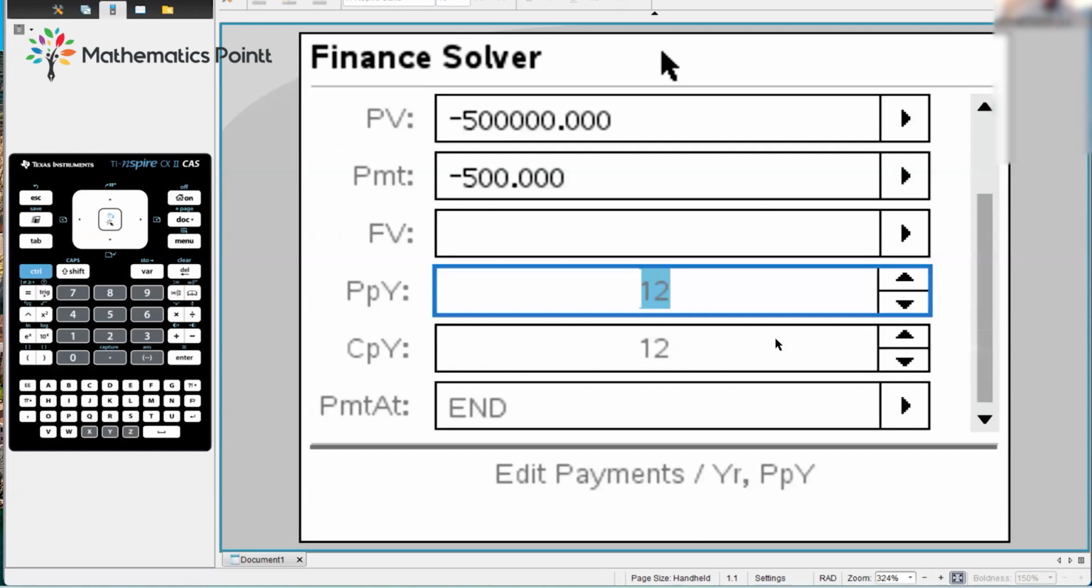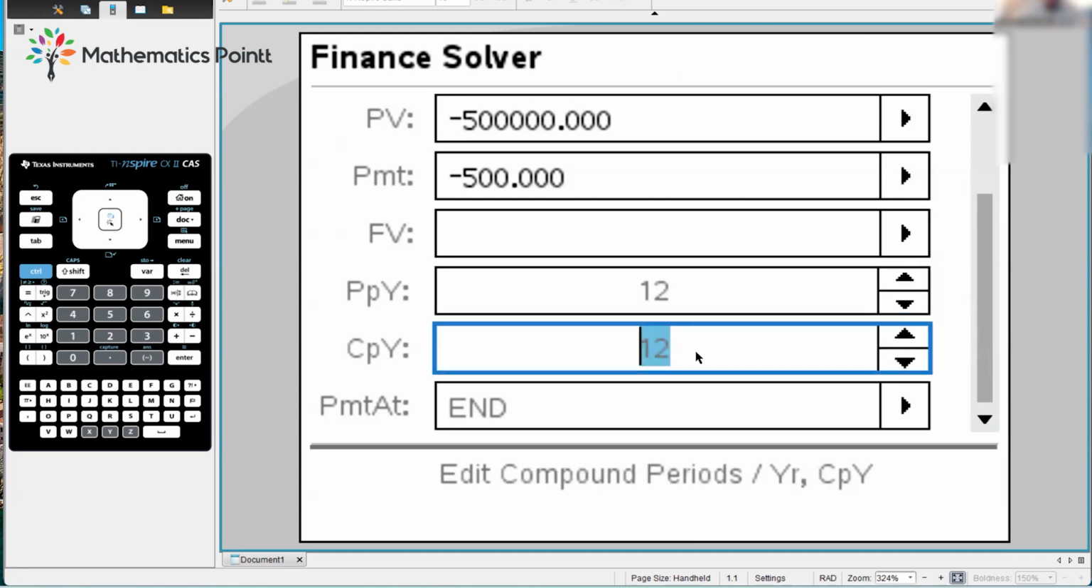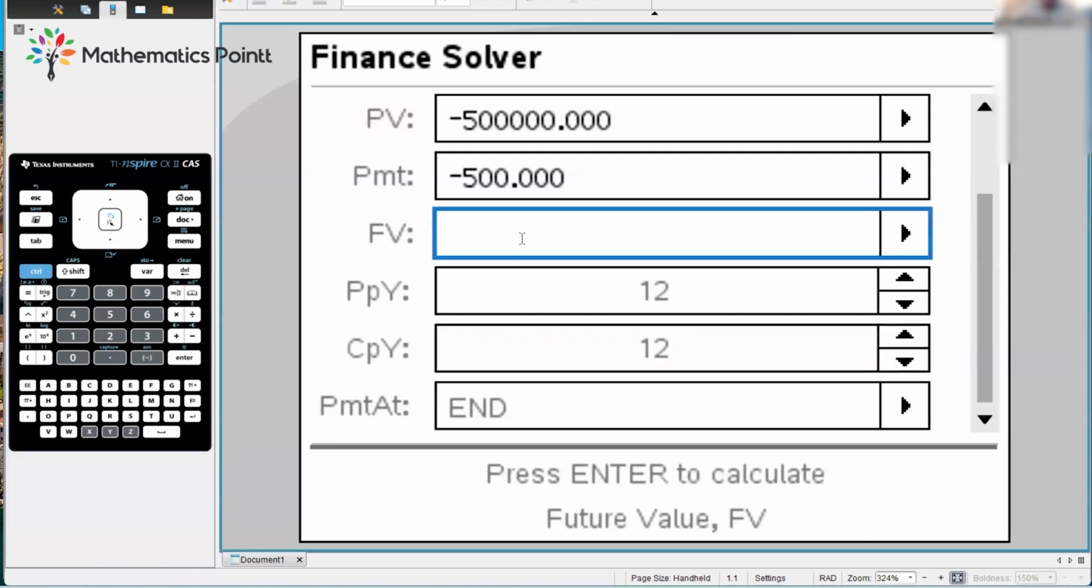I put in 12 for PPY, but it doesn't let me get out of the tab. You just click on the CPY next. Just click or just make use of the drop down in your CAS for CPY. All right. Now I come to FV, the future value, which I need to find. I blank that value out and I simply go there and press enter.